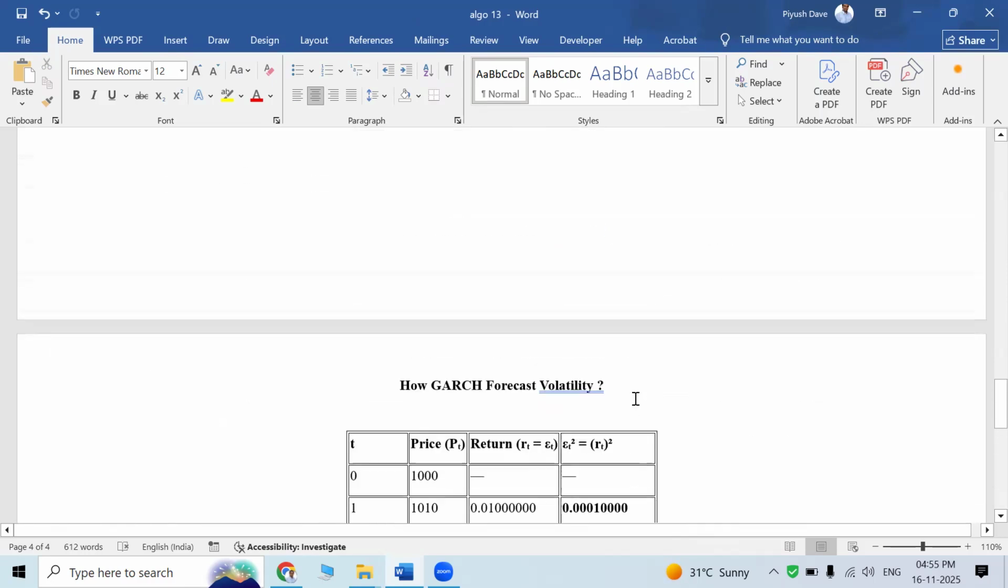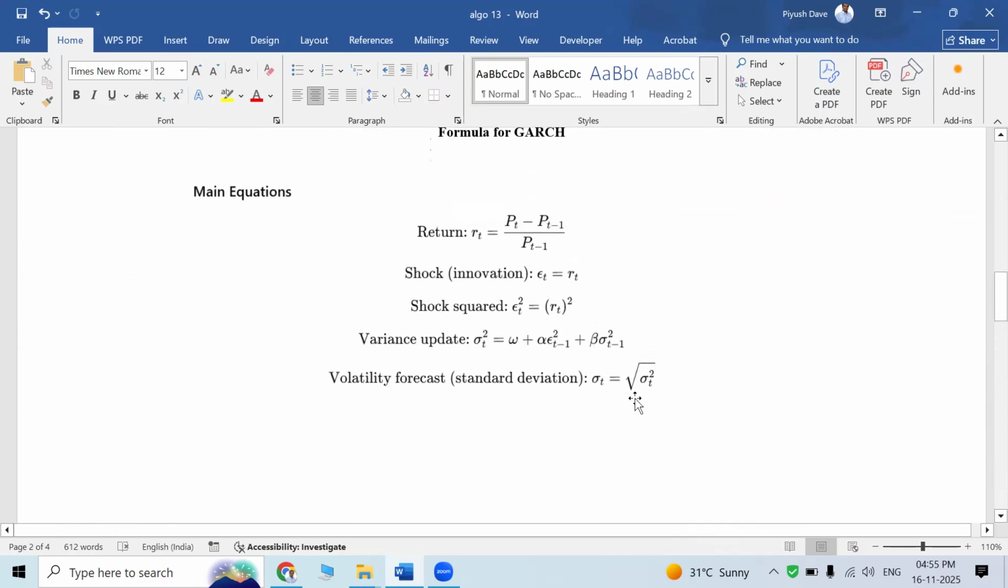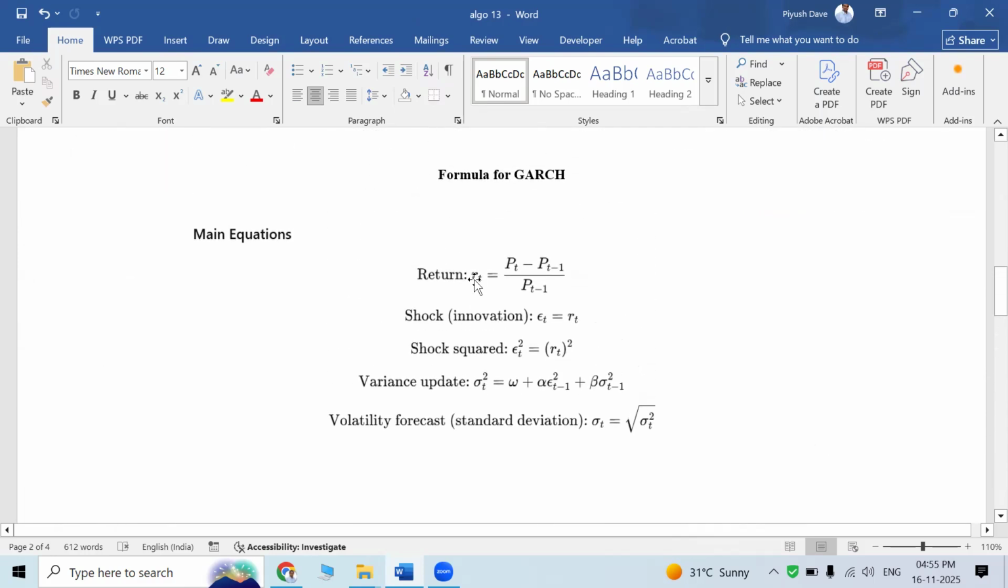Okay, now let me explain this one more time. So we are using RT, we are using ET square, then the sigma, and the root of sigma square. So volatility will be forecasted as sigma T. I want you to stop the video and take a screen capture of this so that you understand the core mathematics, how it has been calculated over here.